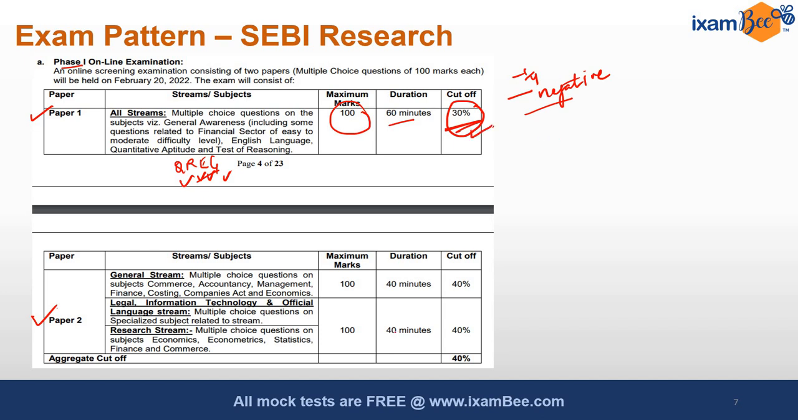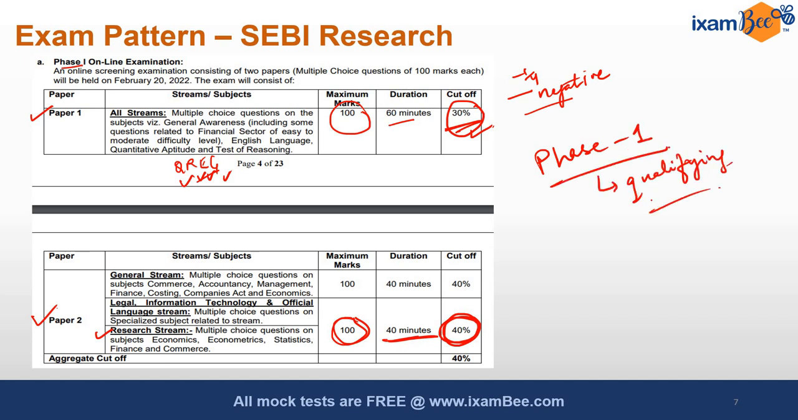And paper 2 has again 100 marks weightage. The maximum marks for paper 2 research stream is also 100 marks, and you are given 40 minutes to answer all the questions, and the cutoff is pre-decided, which is 40% for this particular paper. So phase 1 is qualifying in SEBI research. The final selection does not consider the marks that you get in your phase 1 SEBI research examination. However, you need to score at least 30% in paper 1 and at least 40% in paper 2 to make it to phase 2 of the examination.